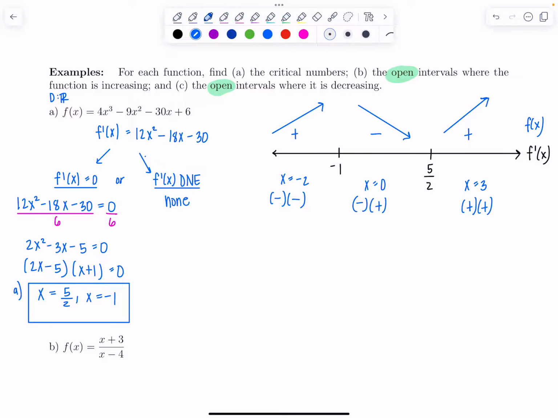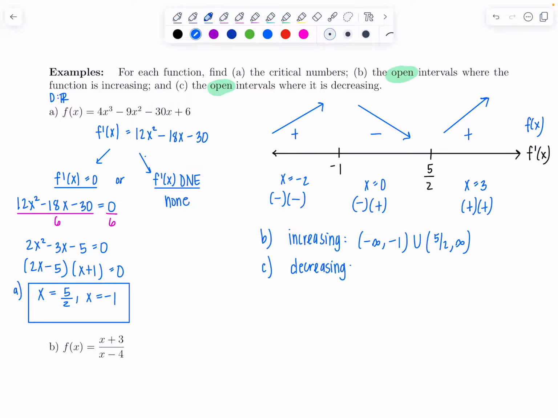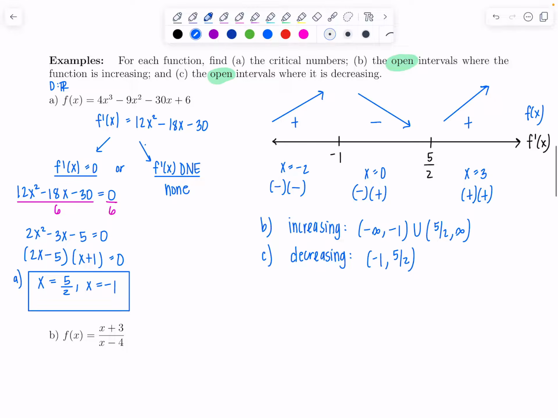So I'm going to just answer parts B and C all together. So B wants where the function's increasing. That's from negative infinity to negative 1. And then you put union from 5/2 to infinity. And then part C wants decreasing. And that's only from negative 1 to 5/2. Good? Okay. Let's move on.